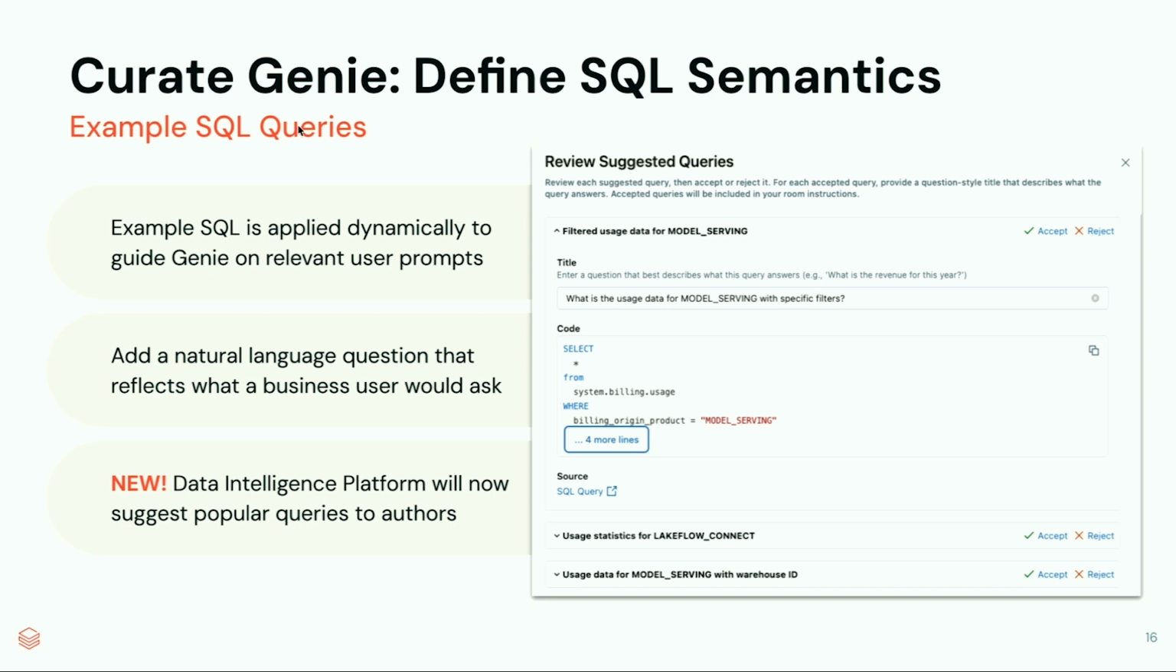And finally, the data intelligence platform makes this easier as well. Instead of authors always having to manually define gold standard SQL, Genie will actually search through your existing query objects and suggest the popular ones for authors to review. Authors can then look through and see which ones apply to their Genie space and save that as context.